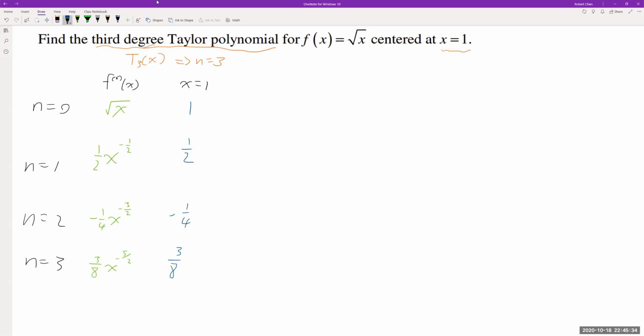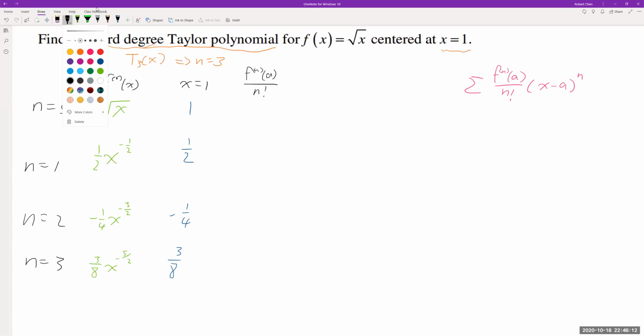Now, last, we want everything to be over the factorial. So the general Taylor series looks like this: f n prime of a over n factorial times x minus a to the power of n. So we have all these f nth prime evaluated at a, and we want f n prime evaluated at a over n factorial. So basically take whatever we have here over n factorial.